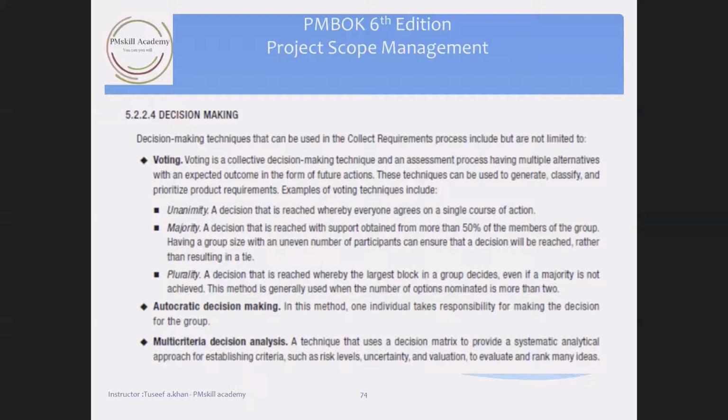Unanimity means 100%, all stakeholders agree on a single action. Majority: if more than 50% of the members of the group agree, then it's called a majority decision.